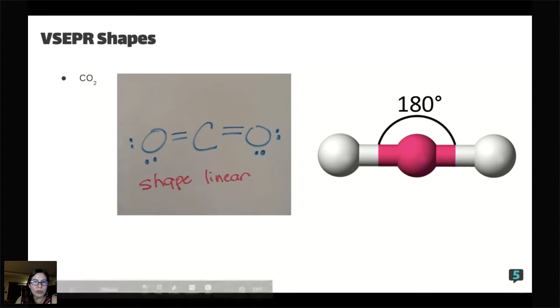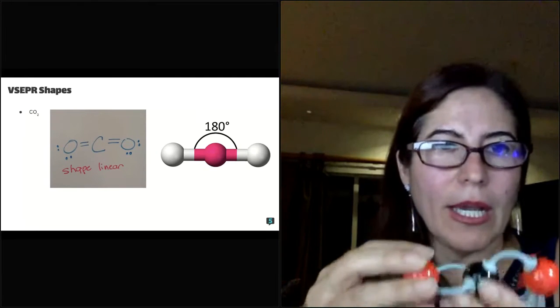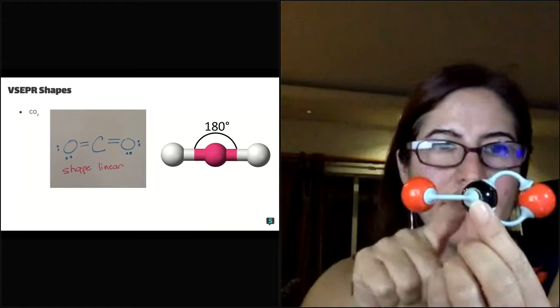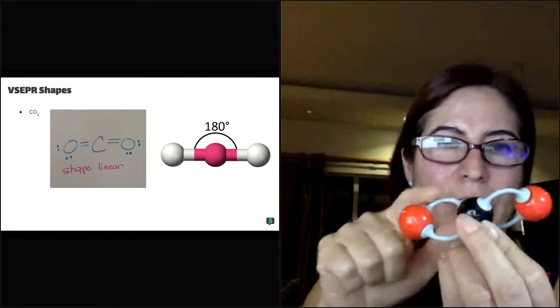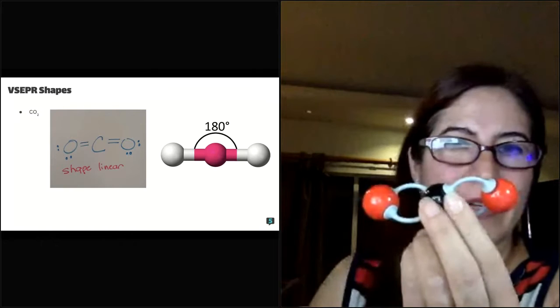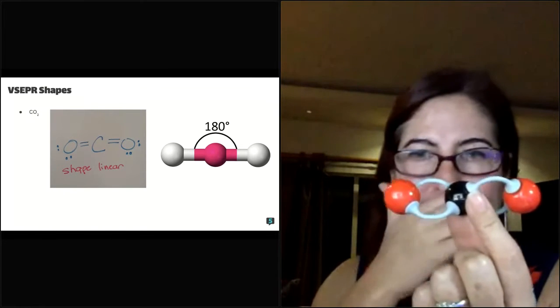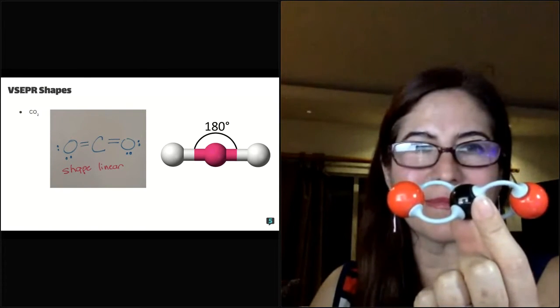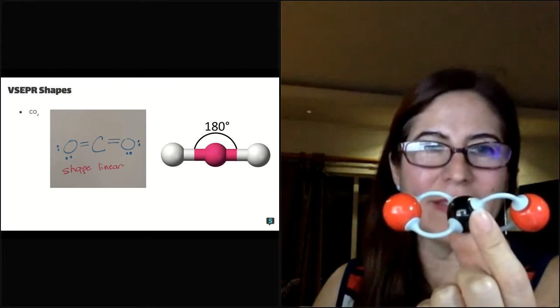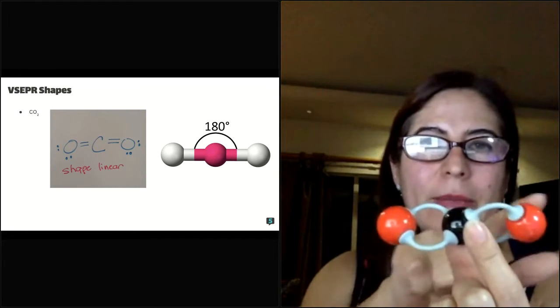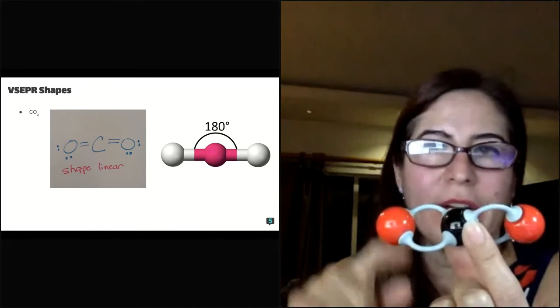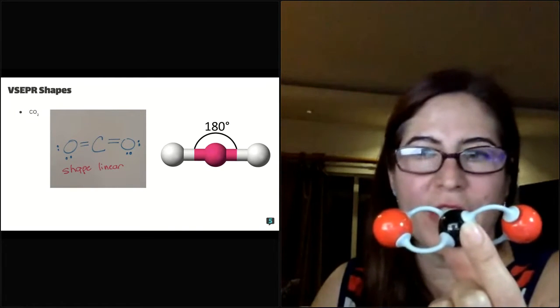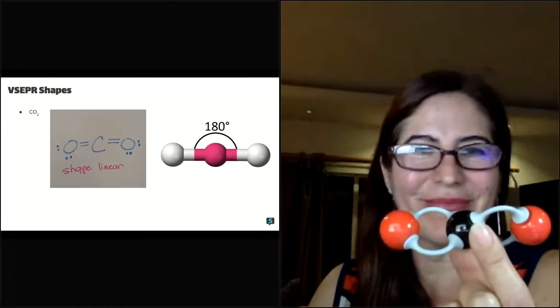I have here a model of carbon dioxide, central atom, and we have a double bond. And this is the furthest away it could be. Does it make sense to be linear? It does, right? That's the furthest away the atoms could be from each other. Make sense?